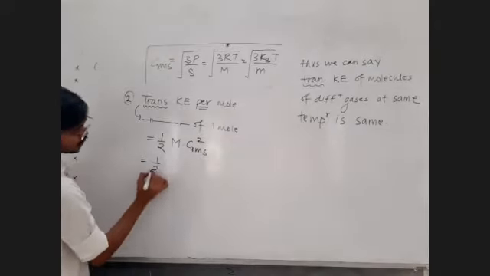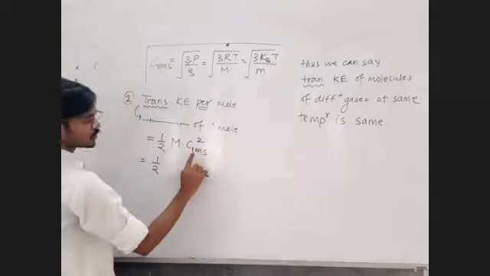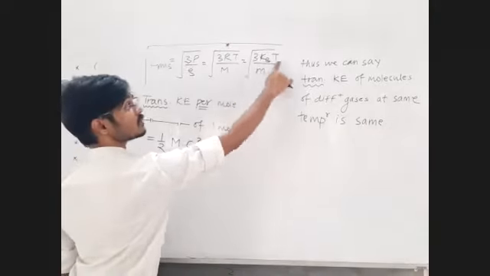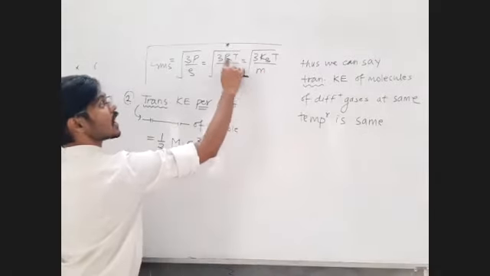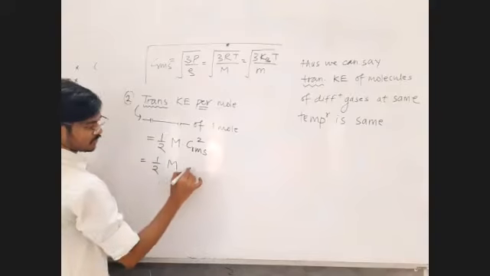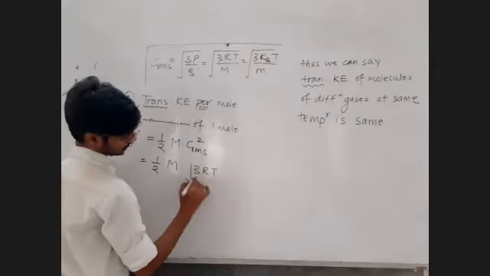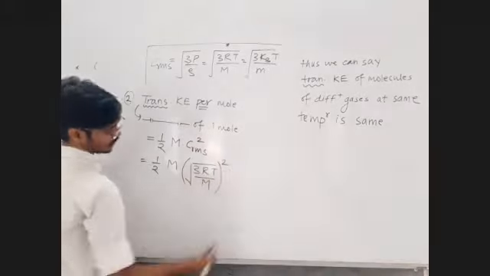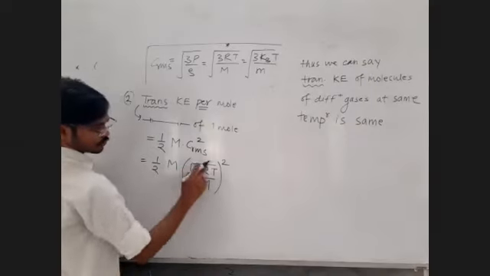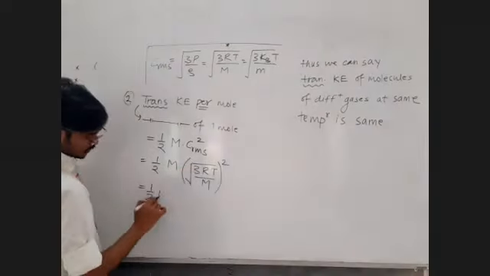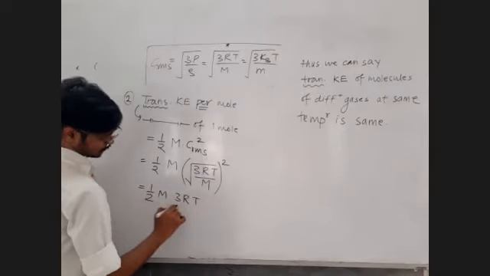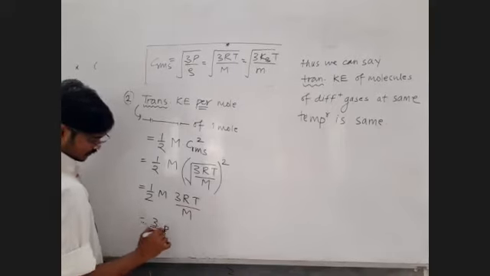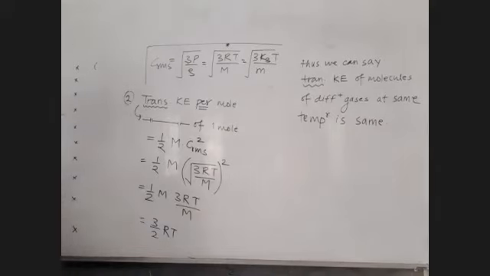Fine, sir. Now let us try to replace C_rms in terms of capital M. In terms of small m, it is the square root of 3 k_B T by m. In terms of capital M, it is 3RT by M, so under root 3RT by capital M. Now the formula is to be squared, so square and square root cancel. Capital M cancels. So 3 by 2 RT is the answer. This is the translational kinetic energy per mole.